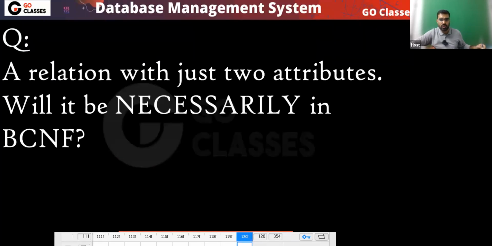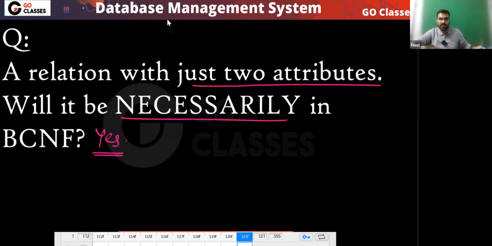Tell me the answer for this question. If you have a relation with only two attributes, can I say it is necessarily in BCNF? And the answer is yes. If you have two attributes, it is mandatory that it will be in BCNF. What is the reason? We have already seen it actually.